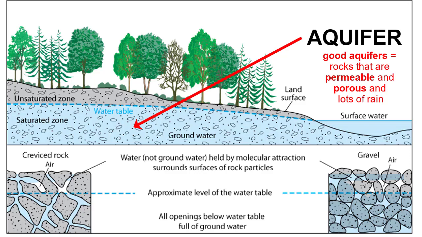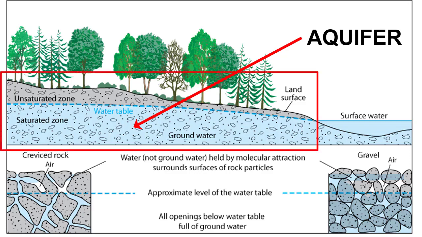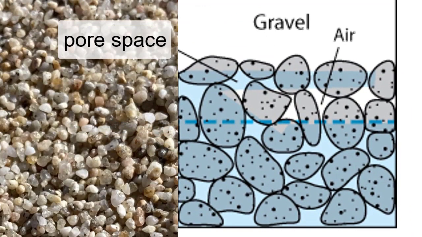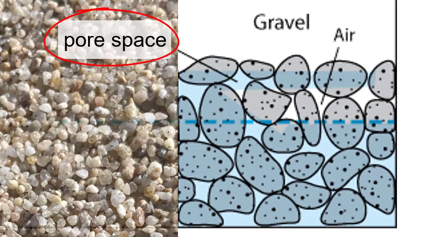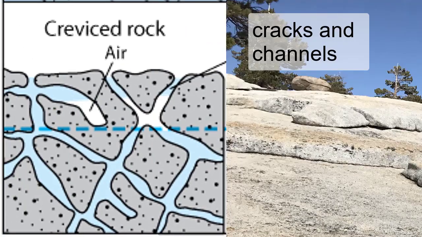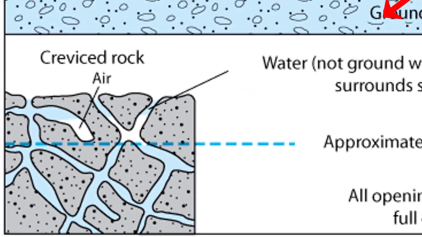Rocks with high porosity and permeability in an area with a lot of rain. Under Earth's surface there are rocks. Atop those rocks are soils. Some of those rocks and soils are made of gravels and sand grains with empty spaces called pore spaces between the grains. Some rocks are made of intergrown crystals with no pore spaces. These rocks may have open cracks or dissolved channels within them.